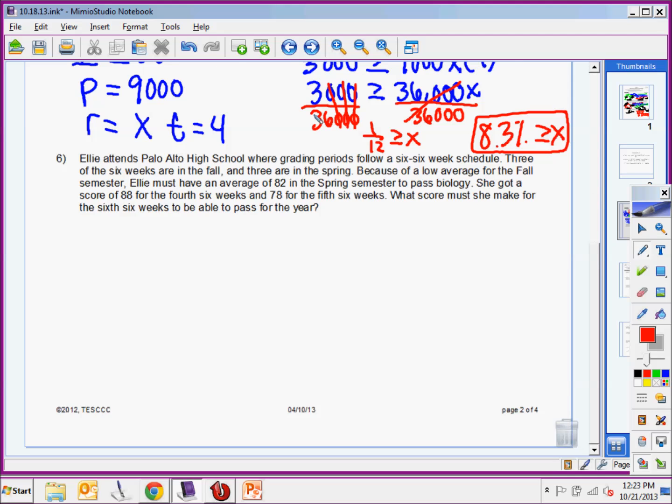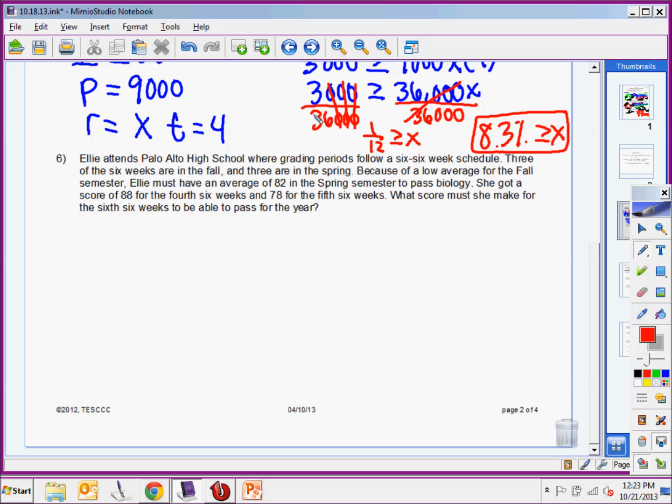So Ellie attends Palo Alto High School, where grading periods follow a six-week schedule, which is similar to you guys, except our school's a little weird, and we have 5, then 6, then 5, then 7, then 7, then 6. But you get the idea, okay? Why 2 7s? We have to make up for those 2 weeks we lost in the fall.